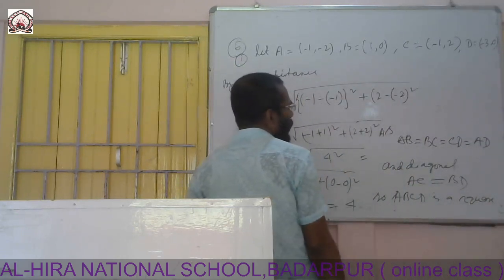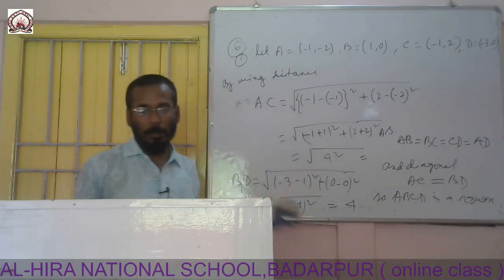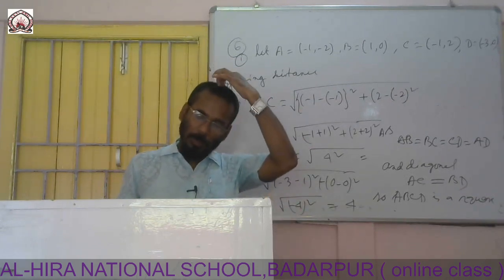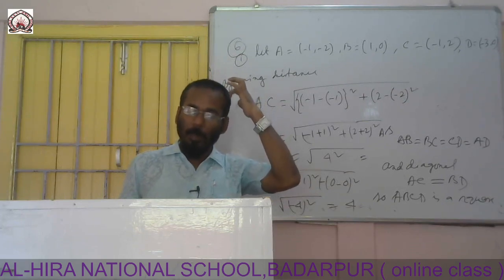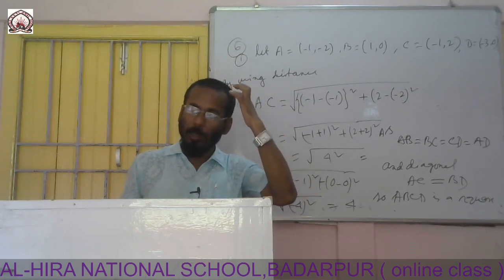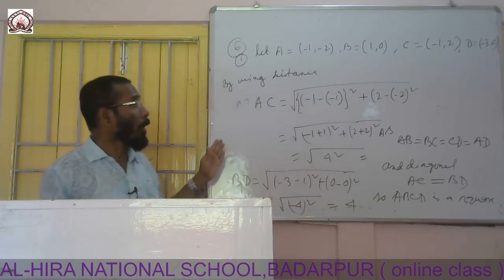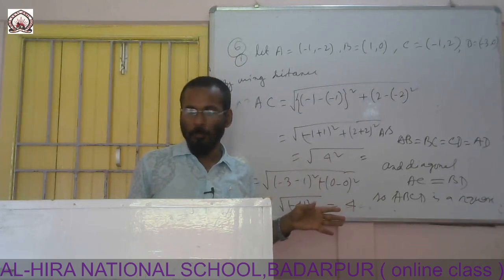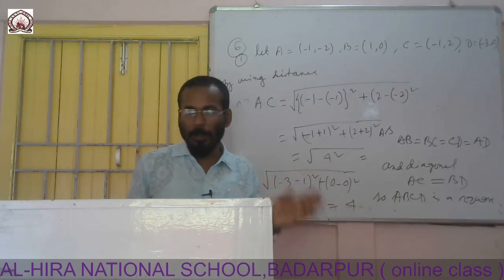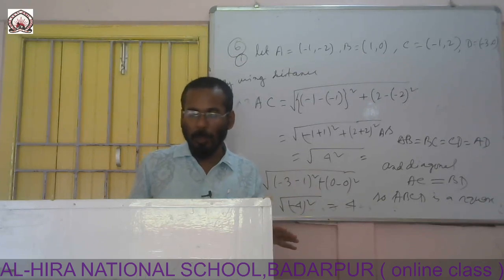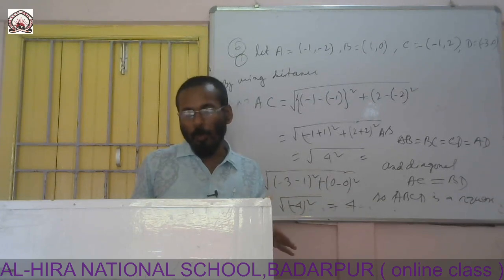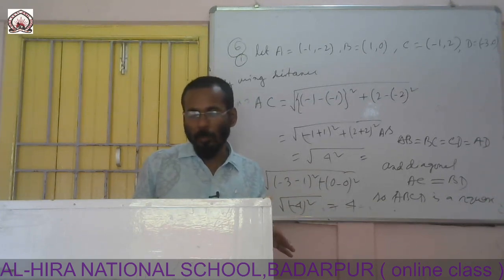So ABCD is a square. Like this, in question number 2 you find AB, BC, CD and DA. If the two sides are equal, then you find out the diagonal. If the sum of two sides of the triangle is greater than the diagonal, then the quadrilateral exists, otherwise it does not exist. Like this, question number 2 you can try, question number 3 you can also try.